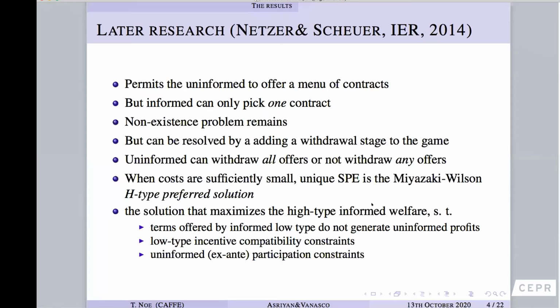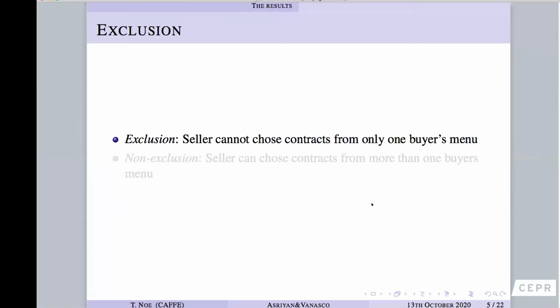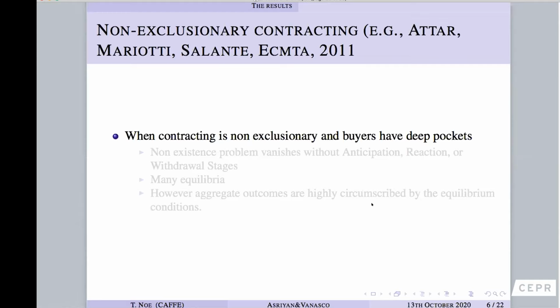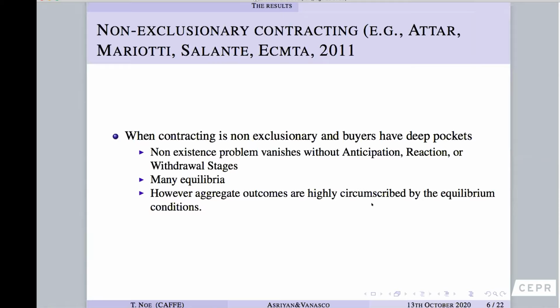Okay, so I think of exclusion as meaning our seller can choose contracts from only one buyer's menu. As I'll talk about later, I don't think it has anything to do with commitment. And I think of non-exclusion as a case where the seller can choose from more than one buyer's menu. So what happens here? Well, when you look at non-exclusionary contracting, essentially, you get rid of the non-existence problem. You don't need anticipation. You don't need reaction. You don't need withdrawal stages. So instead of non-existence, you get a multiplicity problem, which is the kind I'm much more familiar with because I usually work out models where the informed agent moves first. You get many equilibria. However, the aggregate outcomes are going to be highly circumscribed by the equilibrium conditions.